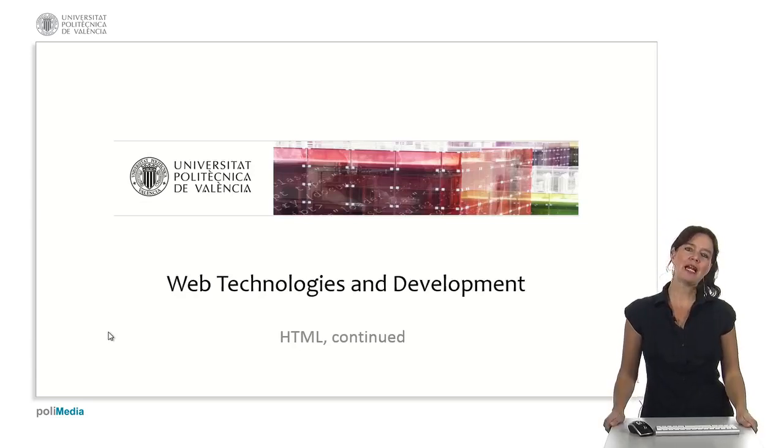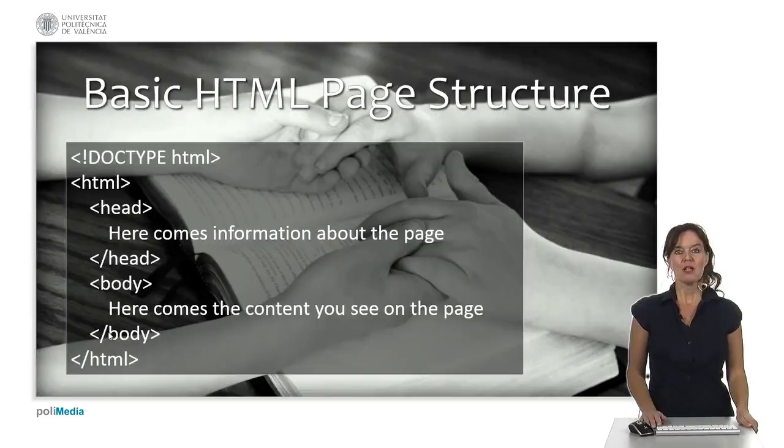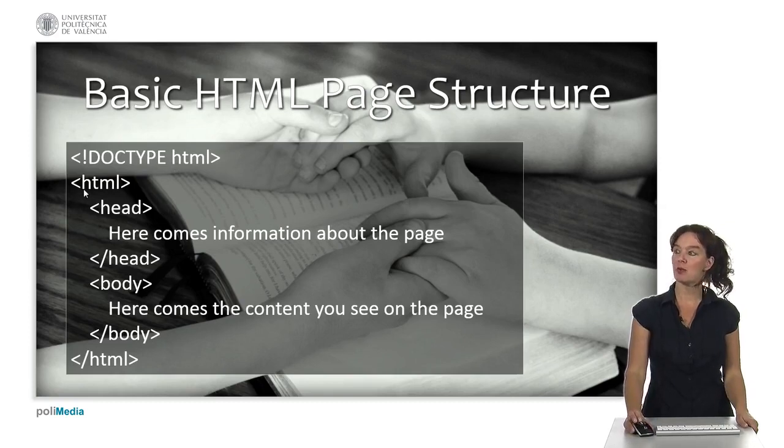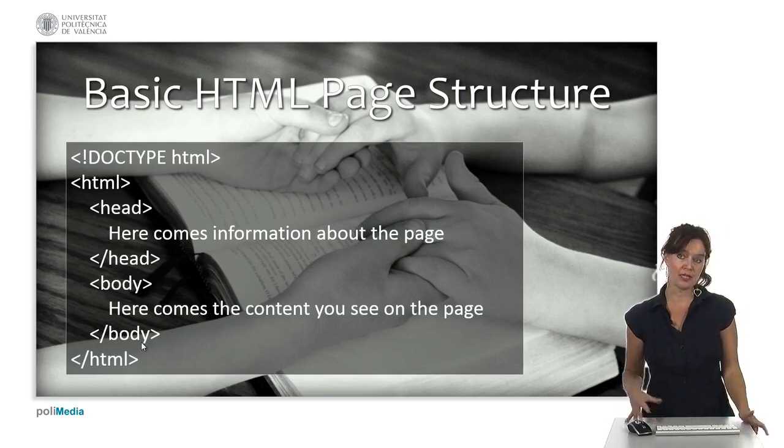Let's continue to look at HTML. So a basic HTML page structure we see here on the slides. It's a document type HTML, and it starts with the HTML tag and it closes also with the HTML tag. And in it we can have a heading where there is information about the page and a body where is the content you can see on the page.